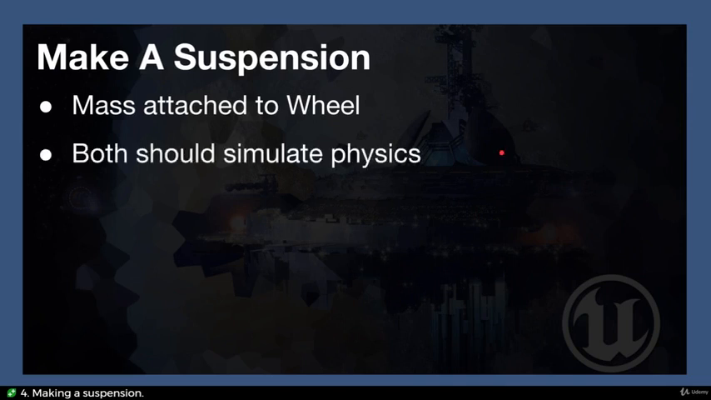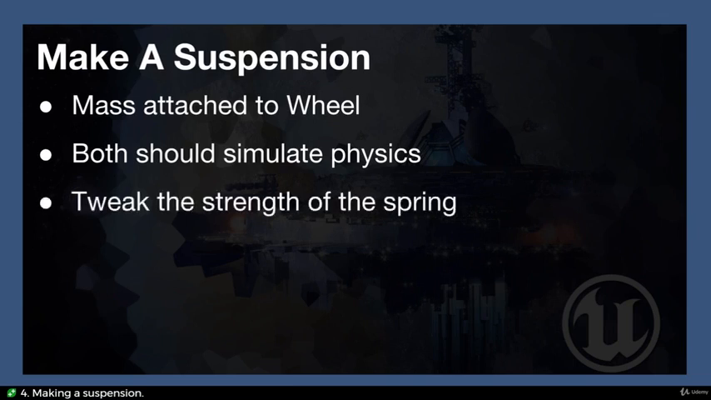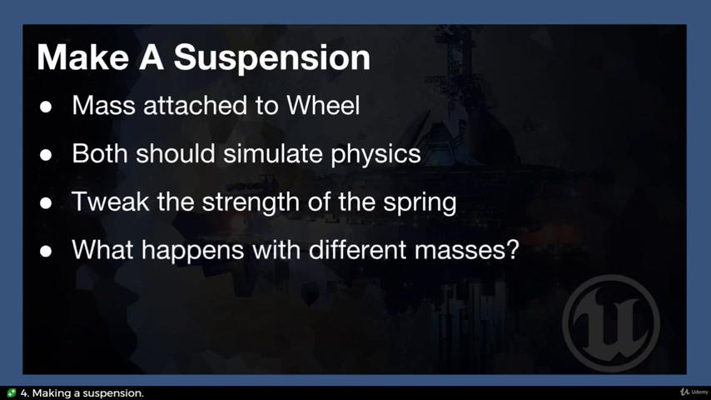Both should simulate physics now because you want the mass to drop and the wheel to hold it up when it hits the ground. Then you want to tweak the strength of the springs so that it behaves nicely and that the damping works properly and looks kind of like a suspension. And what happens if you tweak the masses of both of the objects in question, the mass and the wheel? What is going to happen?